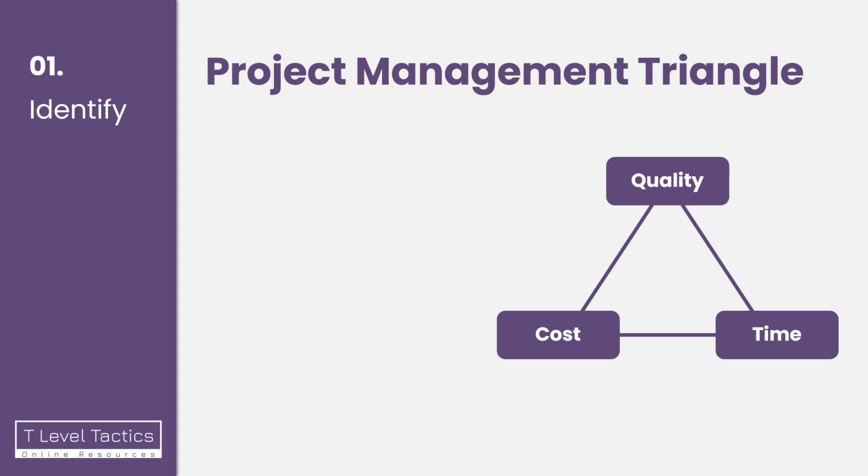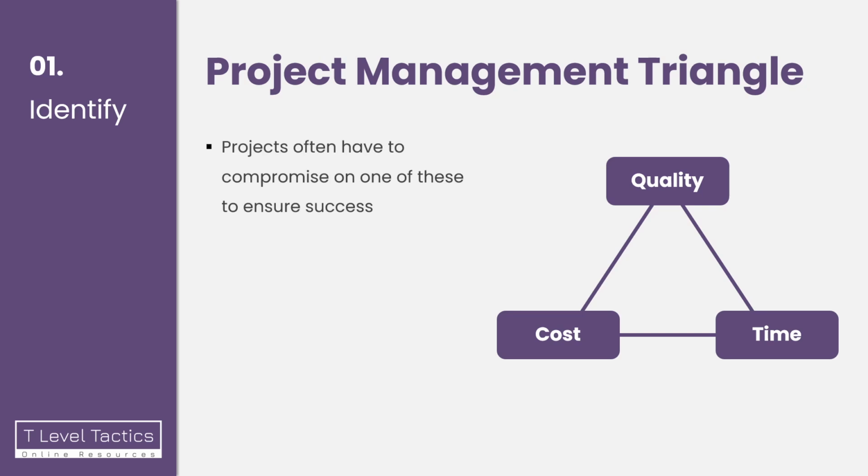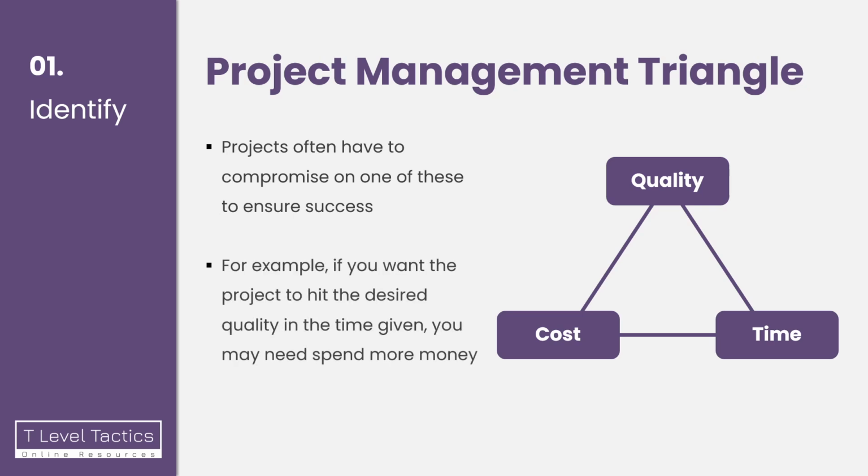Really great projects are going to deliver the expected quality, within the expected budget, and on time. But sometimes that doesn't always happen, and in order to make sure the project's delivered, one of those things may be compromised. For example, if you want the project to hit the desired quality in the time given, you may need to spend more money to achieve it, and that can often come in the form of staff working overtime. It could also be that if you want a project to come in on budget, the quality of the project may be subpar or less than expected in order to do that.